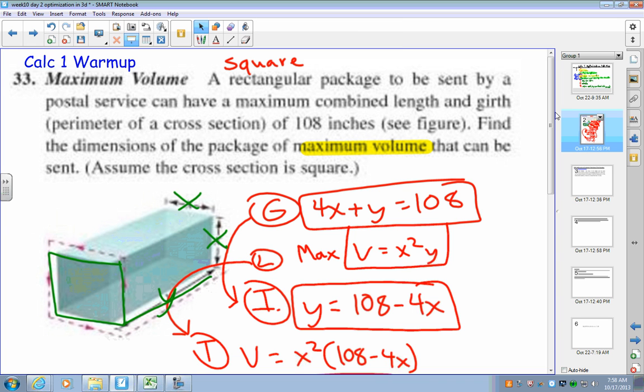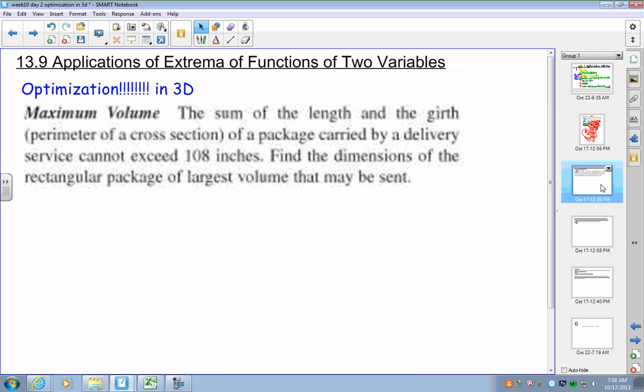Okay. So there you go. All right. Now we're going to do it again in 3D. Okay. So what I mean by 3D is upgraded variables. Okay. Because a box is in 3D, but I'm going to have 3 variables to start with.